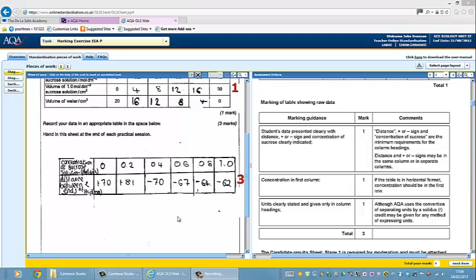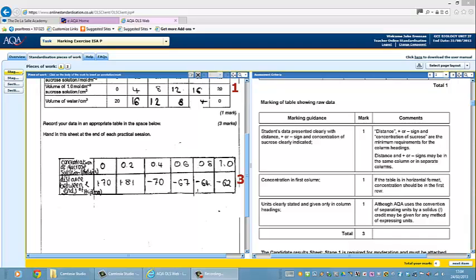Now in this next section, what the students have done is they've recorded their data in a table in the space below. What they've had to do is decide which particular variable goes here and which variable goes here. Also, how to present the information. You'll notice there are some negatives here. That's very important. Now here's the marking criteria. Students' data presented clearly with distance plus or minus sign and concentration of sucrose clearly indicated. Well, is that there? Yes. Well, there are minus signs. That's supposed to be a plus, and so is this one.